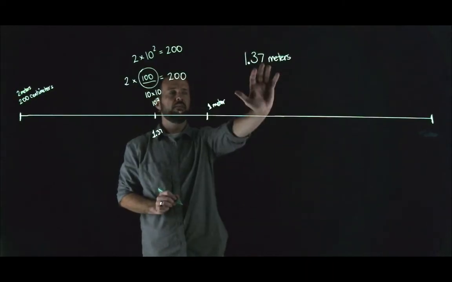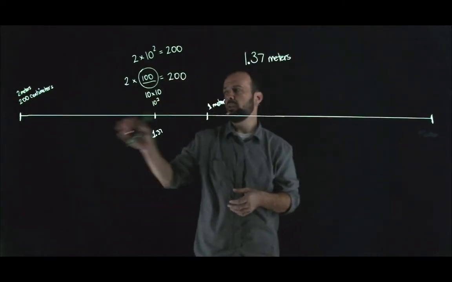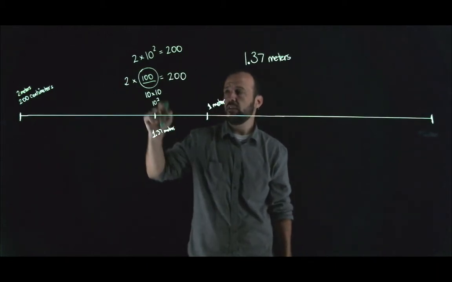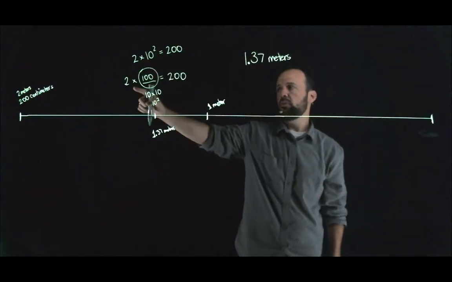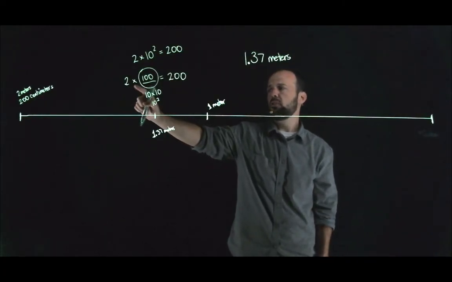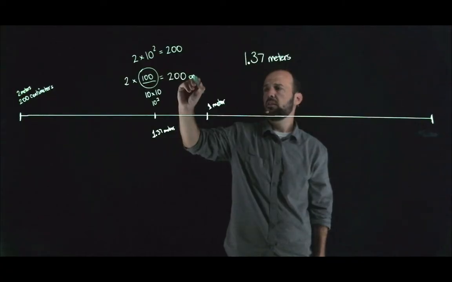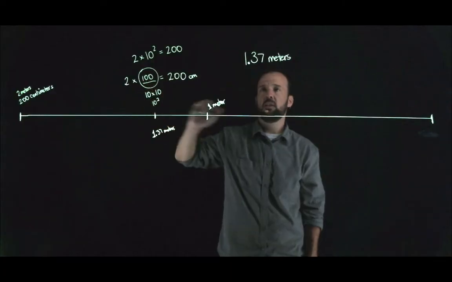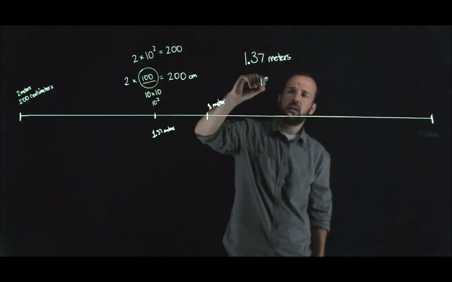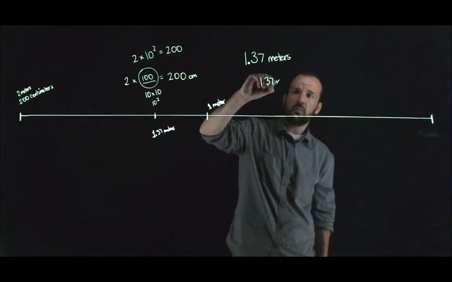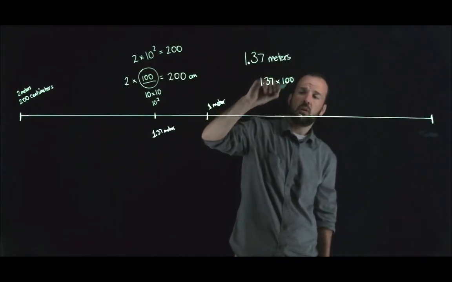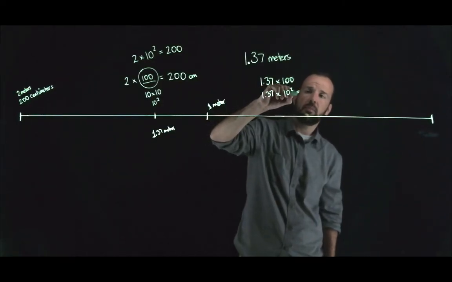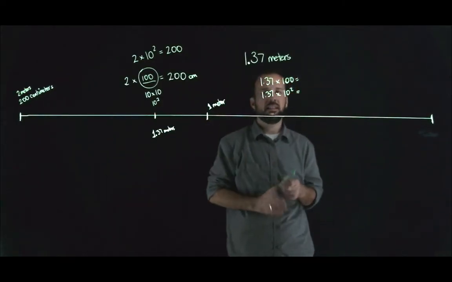So how could I take these meters and turn it into centimeters based on what we know on the line here and the strategies that we used here? Well, as we've seen, to get from 2 meters to centimeters, we multiplied by 100, or we multiplied by 10 to the second power. We could do either one of those. So if I take my 1.37 and I multiply it by 100, or by 10 to the second power, I will be able to convert that into centimeters.